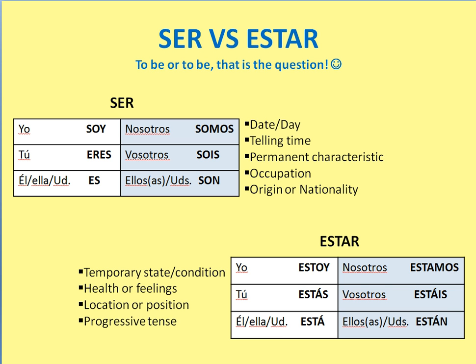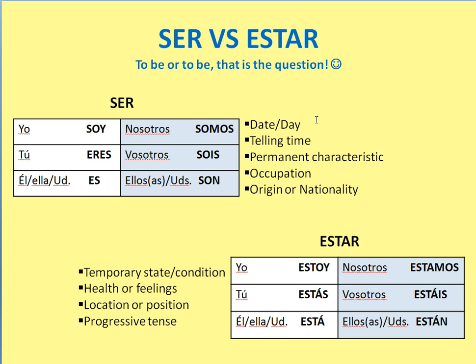You're going to use estar, on the other hand, if something is a temporary state or a condition that they're in. If it's talking about their health, like estoy enferma, I'm sick, or their feelings, estoy triste, I'm sad. Okay, you're going to use it for the location of a person or a thing, or the position. That is one of the most used ones. So I am on the beach, estoy en la playa, or the book is on the desk, el libro está en la mesa. And the last one is a progressive tense, it's called, and you don't need to worry about that for quite a while, but that is another case that you use the verb estar.